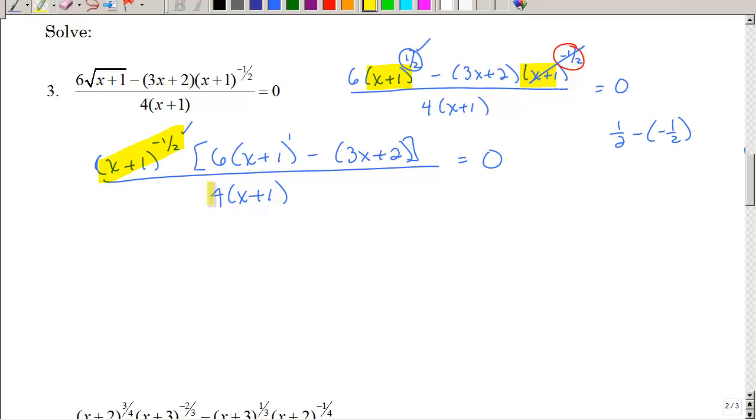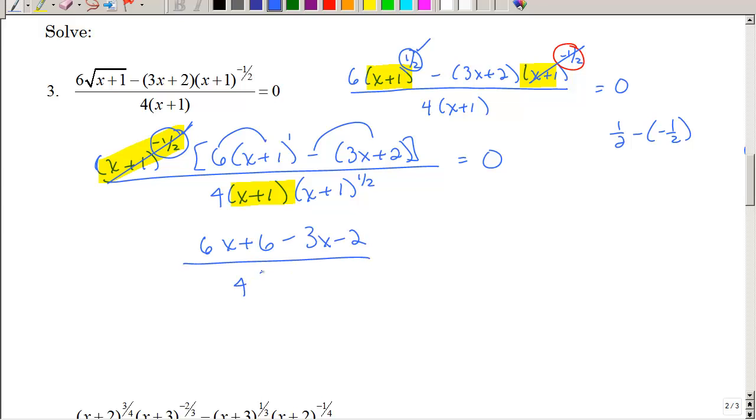Now let's look at this and this. Those are the same. Remember on the last example how we took the negative and we brought it down? Well, that's what we're going to do here. So that's x plus 1 to the positive 1/2. We're going to clean that up, but let's look at that top part. Let's distribute the 6. Let's distribute the minus.